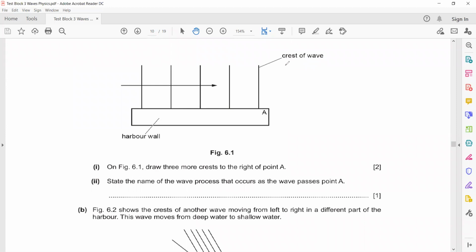So what happened? The same wavelength should be there, like the distance between the crests should be the same. But the part which passes nearby the edge will slightly bend. So you have to draw or complete this figure to show a diffraction. State the name of a wave process that occurs at point A. So what happened at point A?